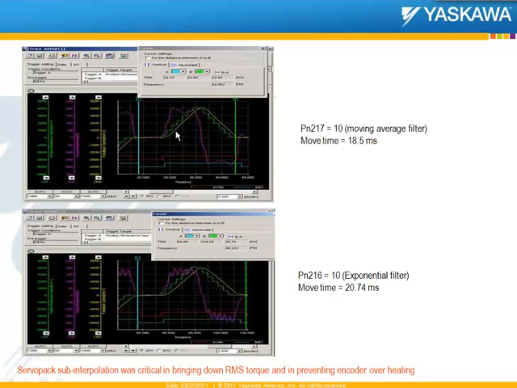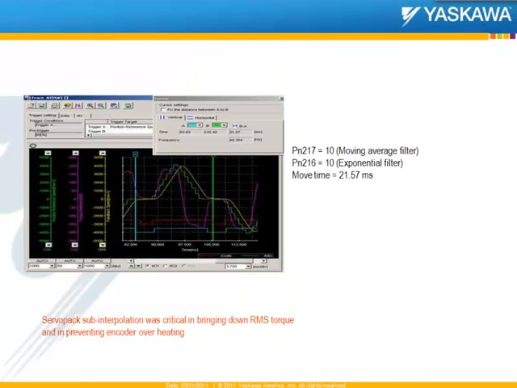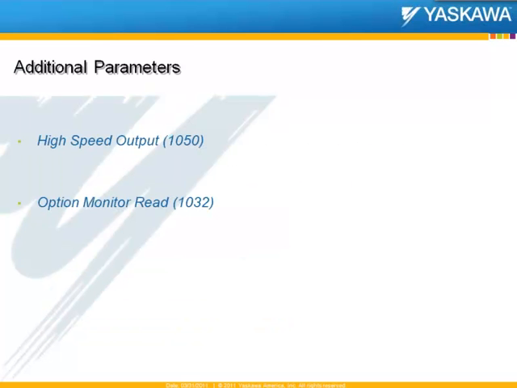So on the 2600, you will not be able to see the smooth command. If you plot position reference speed, you'll be able to see only the step command. Whereas on the 2300iec or the 2310iec controllers with Mechatrolink type amplifiers, you will be able to see the smooth command position based on the smoothing set in parameters 811 and 812. So in short, servopack sub-interpolation was critical in bringing down the RMS torque and preventing the encoder overheating.